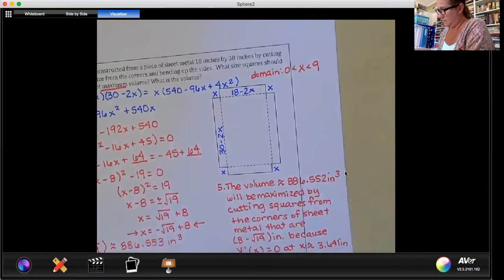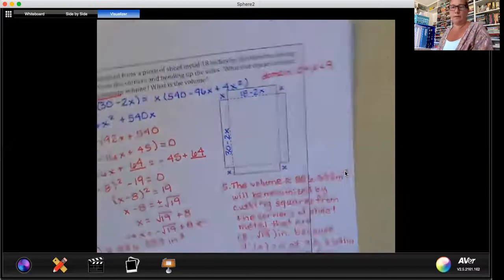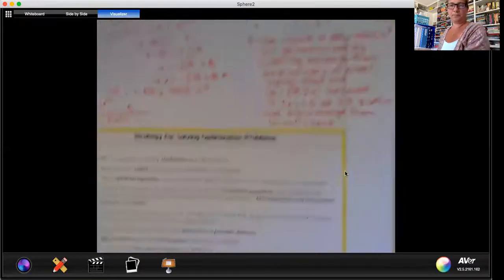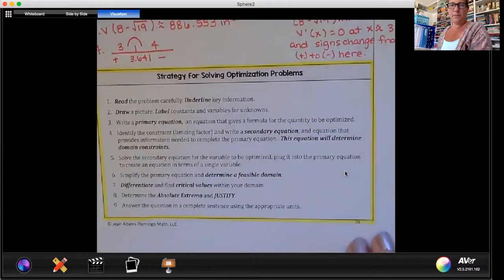And the signs change from positive to negative here, which we proved in our chart. So basically what this strategy is, it lists out in words what we're doing stepwise in these problems. So take just a minute and read those, and we're going to head on over to example 4.